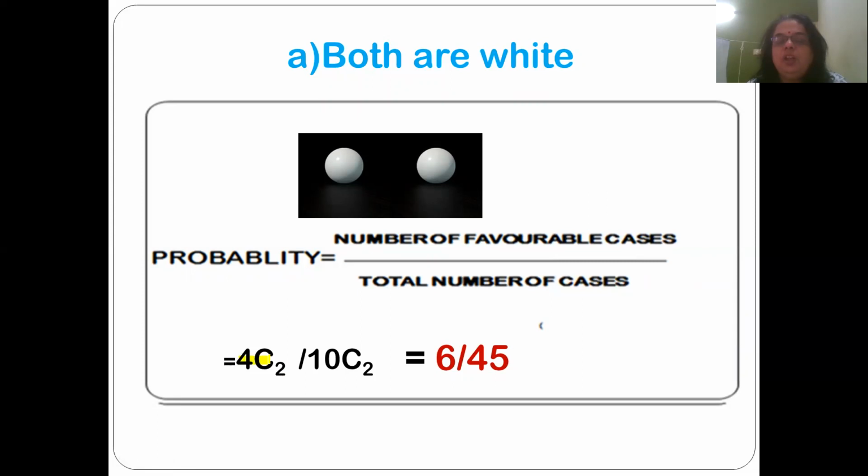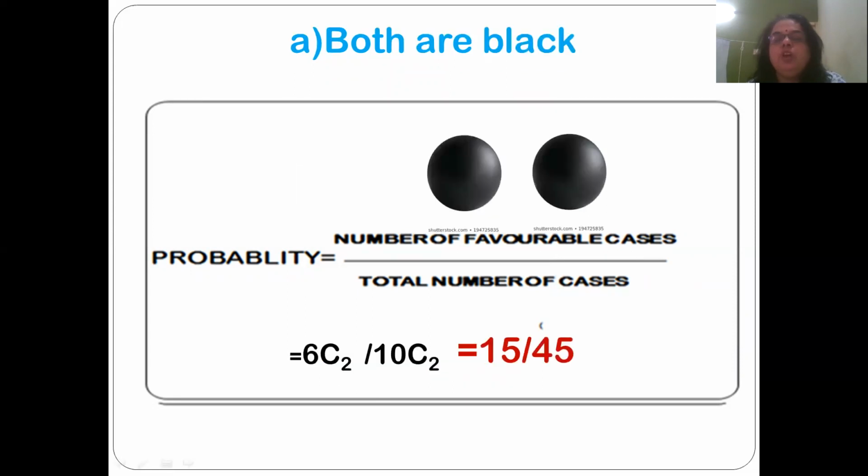4C2, which we have calculated in the previous slide, divided by 10C2, is equivalent to 6 divided by 45. So that is both white. Now both are black. Probability is the number of favorable cases by the total number of cases. In this case, we have 6C2 divided by 10C2, which is equivalent to 15 by 45, that is equivalent to 1 by 3. Okay, so this is how we are solving the first case.